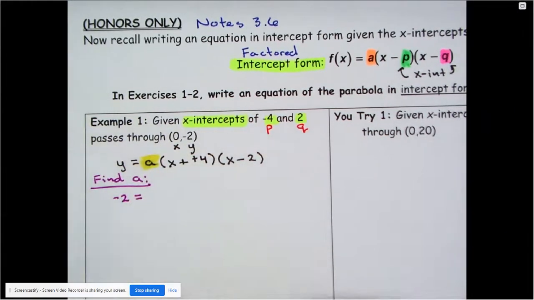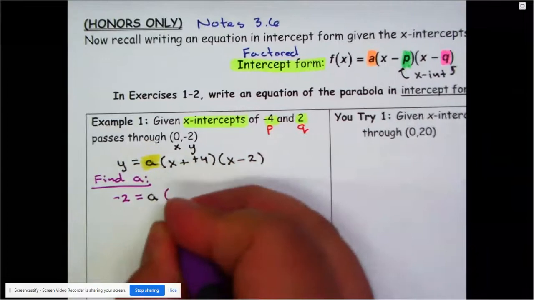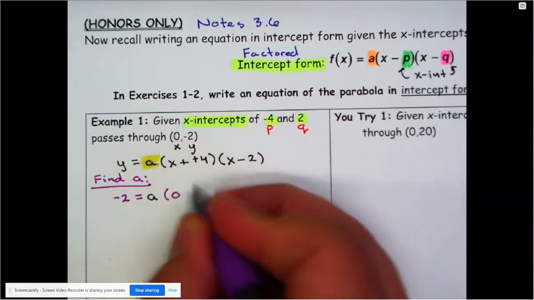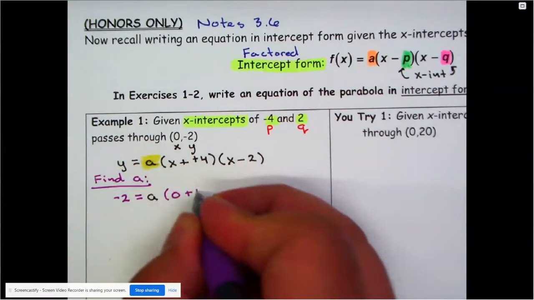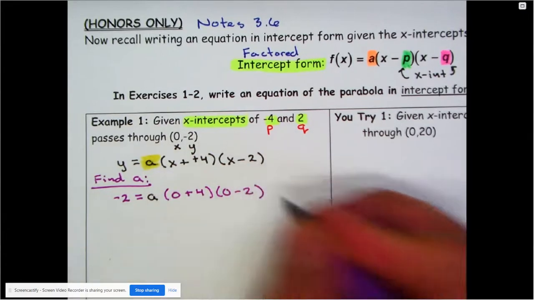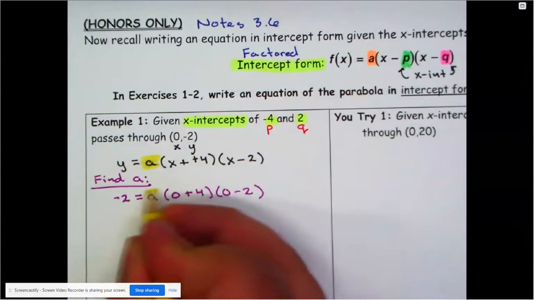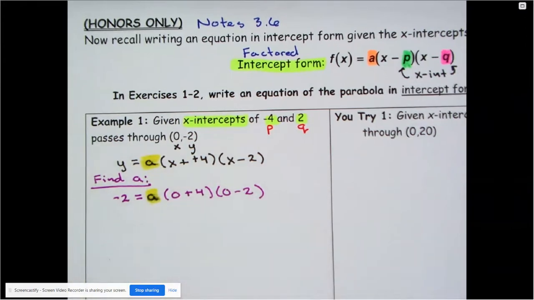This is where we now plug in everything we know, except for the a. It's the only thing, I still have no idea what it is. Our x value is 0, so it's just 0 plus 4. Our x value is still 0, so it's just 0 minus 2. So it's kind of nice when they give you a y-intercept. The problems become a little bit easier for us. Again, our goal is to find out what that a is. So once we do that, we're going to do a little multiplication. And of course, if you need to use a calculator, feel free to do so.